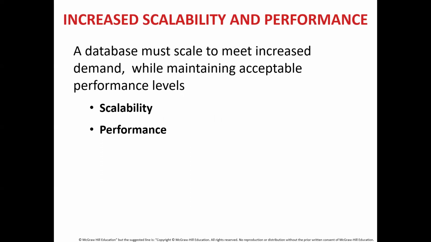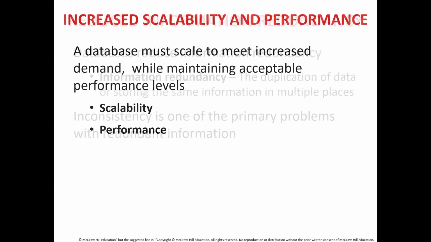Increase scalability and performance. Now, what happens to a business if it suddenly experiences a 60% growth in sales and its IT systems fail with all of the increased activity? For this reason, a system needs to be scalable. A database must scale to meet increased demand while maintaining acceptable performance levels. Scalability refers to how well a system can adapt to increased demands. Performance measures how quickly a system performs a certain process or transaction.